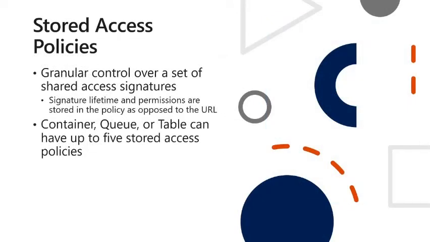Stored access policies have granular control over a set of shared access signatures. Signature lifetime and permissions are stored in the policy as opposed to the URL. A container, queue, or table can have up to 5 stored access policies.